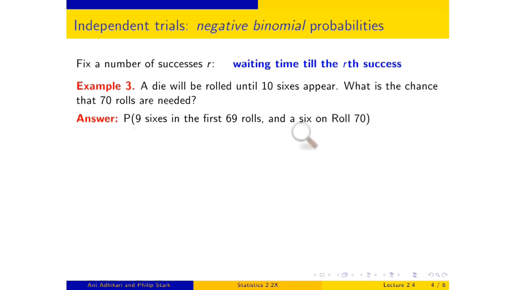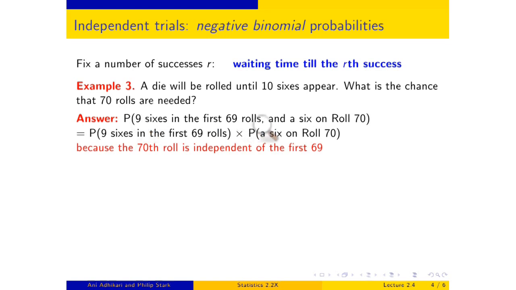So how do you do this? The chance of something and something else, the two events both have to occur, so multiplication rule. And that says take the chance of the first one and multiply by the conditional chance of the second given the first. Where did the conditioning go? Well, it went away because roll number 70 is independent of rolls 1 through 69. So I don't actually have to write that condition down.